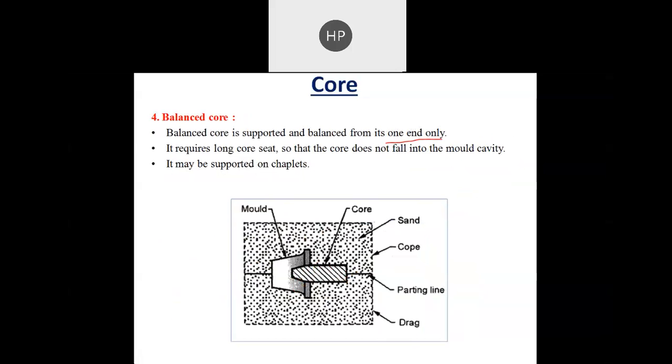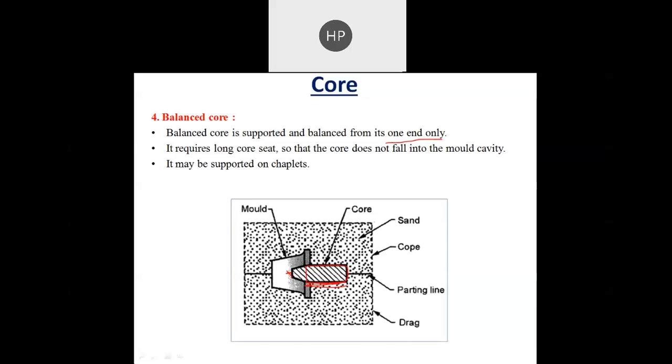Okay, so you can see it is supported only from this side, and this portion is not supported by any supporting action. So in that case it is known as a balanced core. It is well balanced in that hollow cavity by one support only, and it requires a long core seat. As we know, the long core seat is required because it is hanging from one side. It does not have any support from the other side. So we have to provide a sufficient amount of core seat so that the core does not fall.